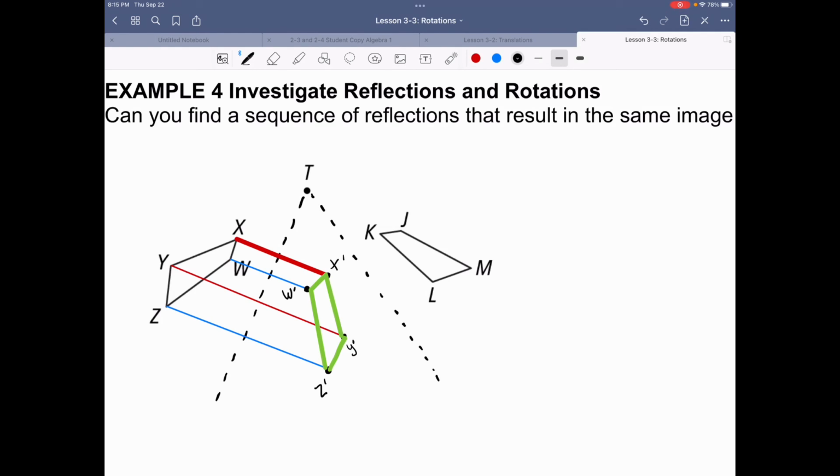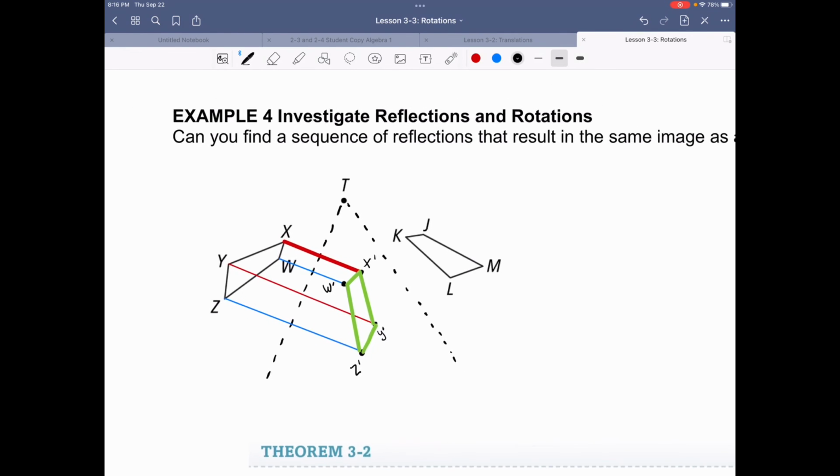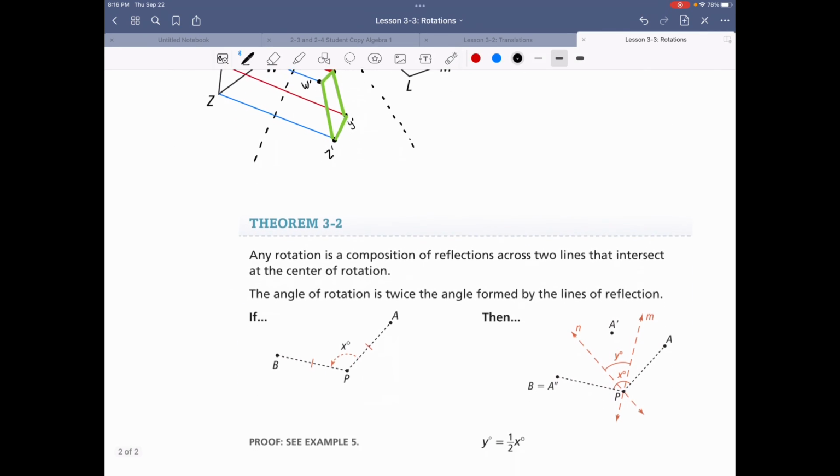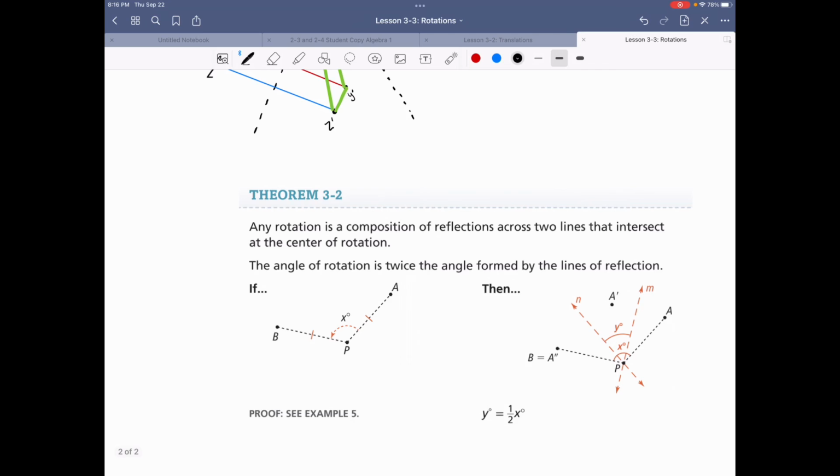So what we're showing here is that a rotation is the same thing as two reflections over lines of reflection that go through the center of rotation. And that is summarized for you down below in this theorem. Any rotation is a composition of reflections across two lines that intersect at the center of rotation. So we just showed that above. The angle of rotation is twice the angle formed by the lines of reflection.